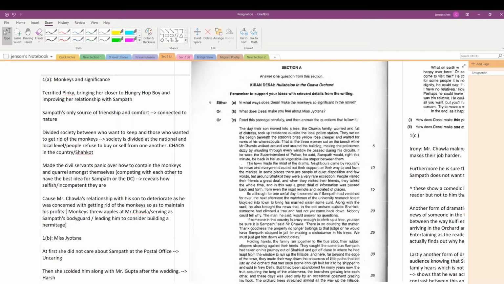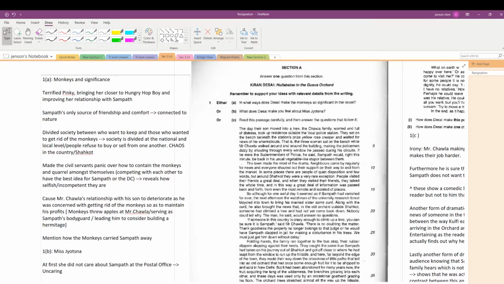Alright, so how this affected and perhaps caused him to launch his plan, which eventually led to Sampath leaving the orchard altogether. Alright, in fact you could also mention, that's a good idea, how the monkeys carried Sampath away at the end, right? Brought him to paradise. Okay. Yeah. So quite a few things you could mention over here.